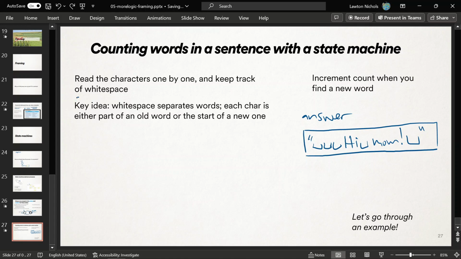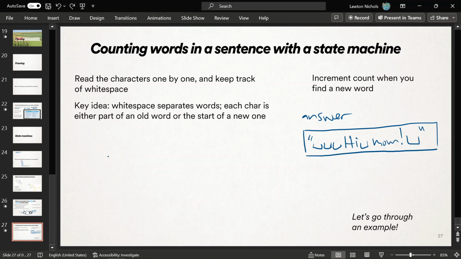The key idea that's going to inform the state machine I'm about to show you is that white space, which is just any space character, like a tab, pressing enter, or just a normal space, separates words. You can have multiple, that's fine. Each character that you see that's not white space is either part of an old word, like the I is part of the hi, because we saw that H first, an old word you've already started looking at, or the start of a new one. See how that H came after some spaces? That marks a brand new word. We should count that. That's what we can do with a state machine very easily.